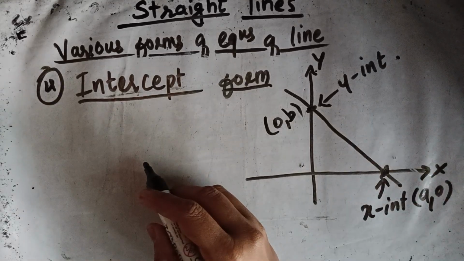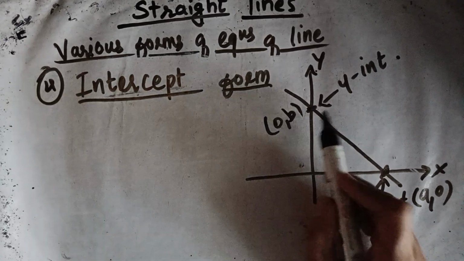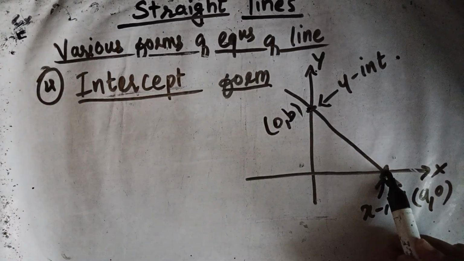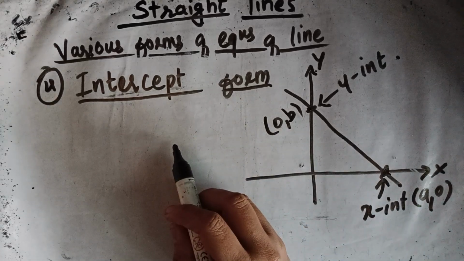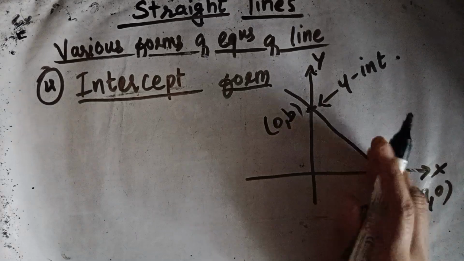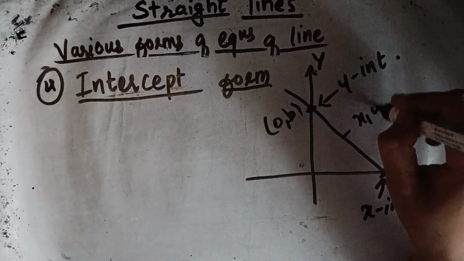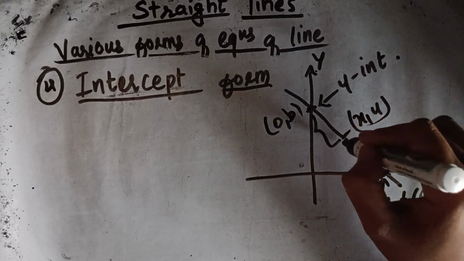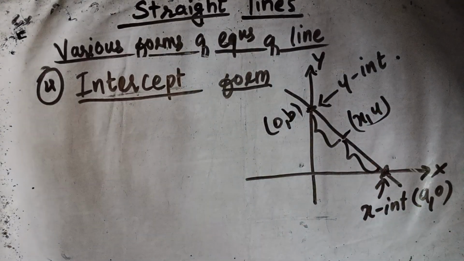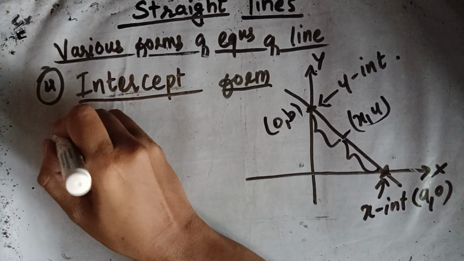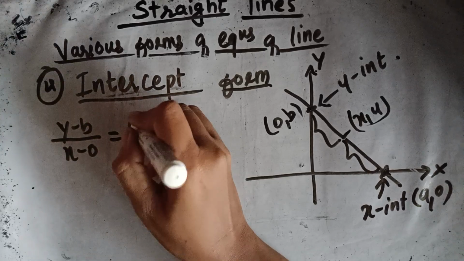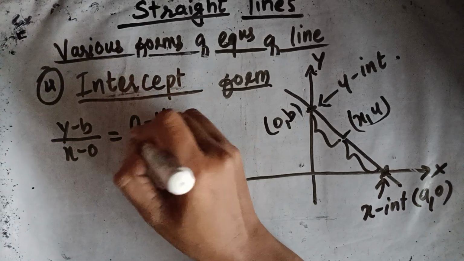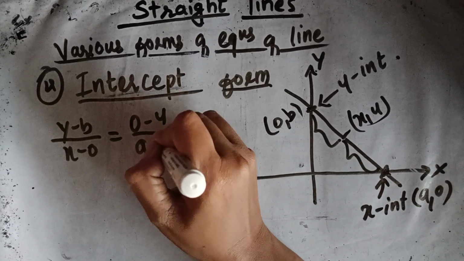In intercept form you have to make use of these points, and there is a point in between. So basically this is a two-point form only. You have to take this slope equal to this slope. So I'll write y minus b upon x minus 0 is equal to 0 minus y upon a minus x.